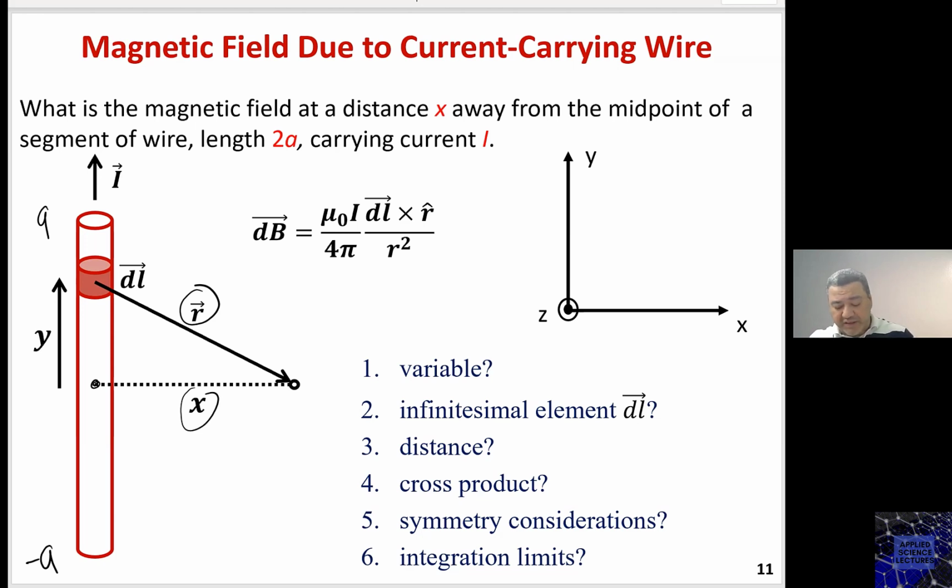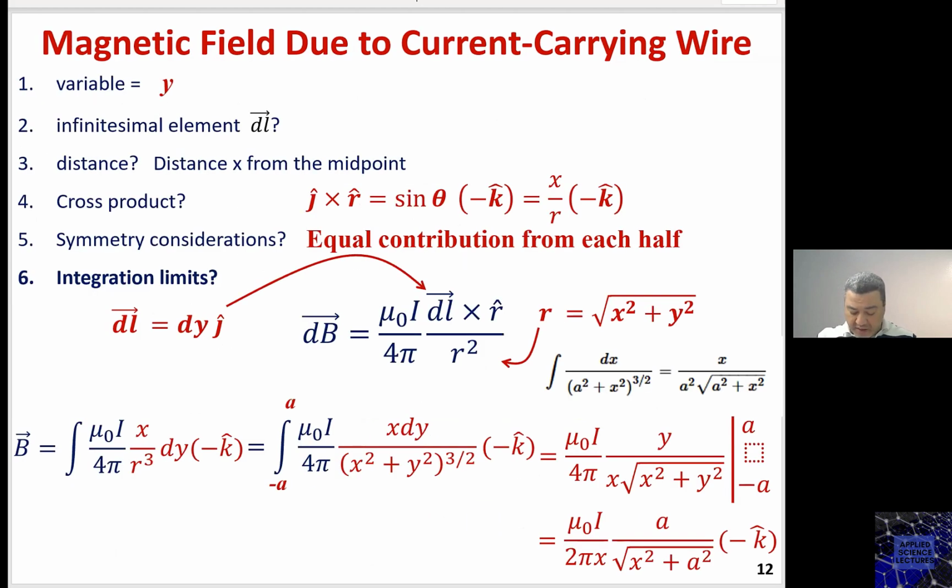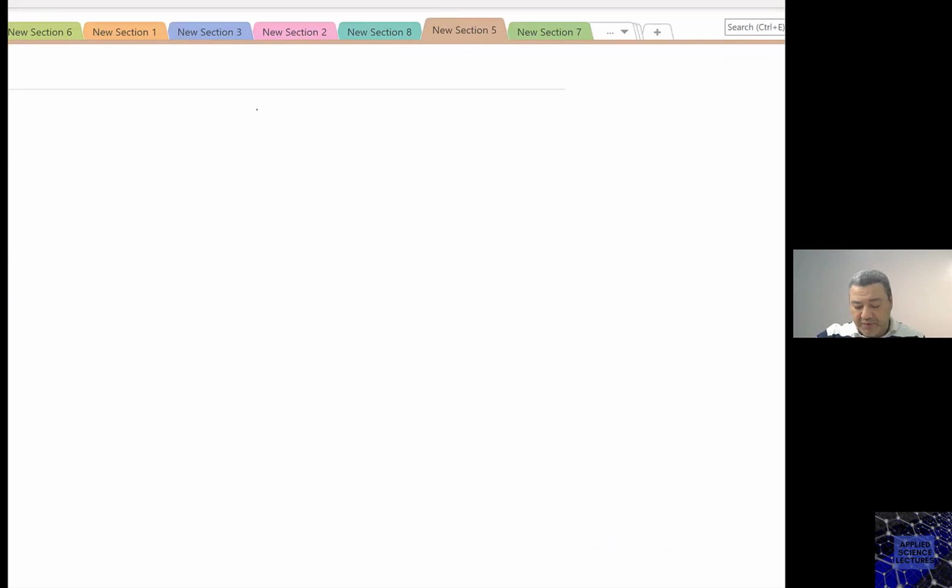Okay, so let's see. Again, this is the expression for the Biot-Savart law. This is the general expression that we will need to use. This is the dB vector. So I will derive this. So let me put first my wire.